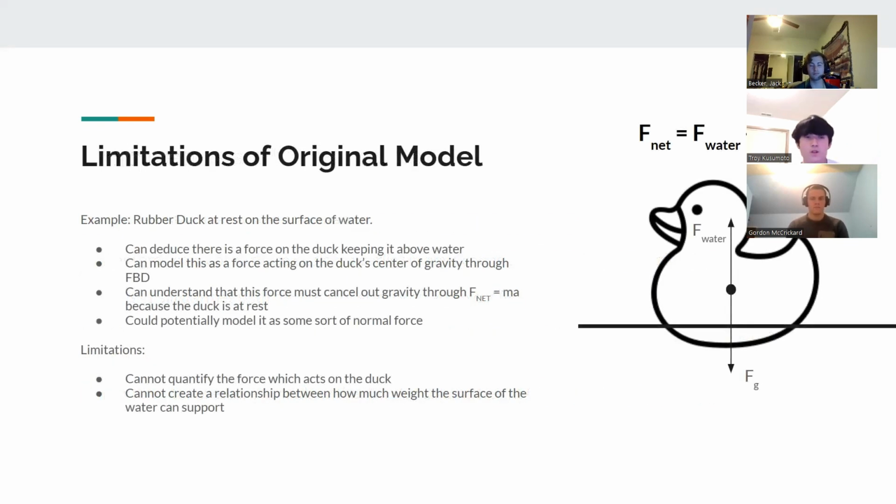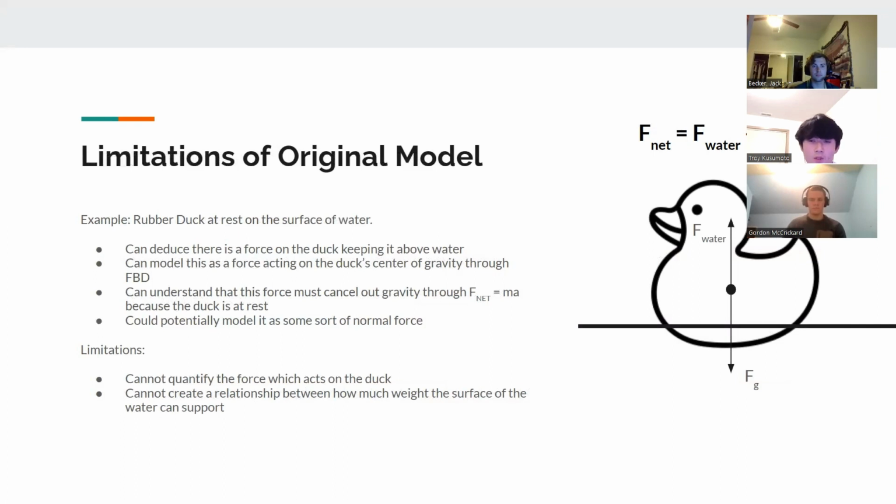All right, so from what we've learned in this class up until this point, in order to model a rubber duck resting on the surface of water, we would be able to deduce that there is a force, in fact, keeping the duck above the water. And we can model this through a free body diagram as seen on the right here. We can also understand that this force must cancel out gravity through F net equals ma, which equals 0, because the rubber duck is at rest on the surface of the water.